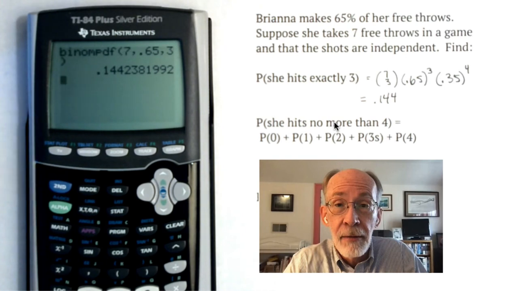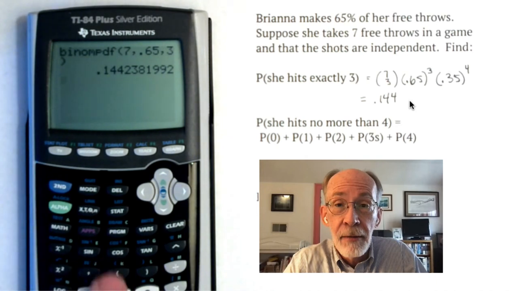What if we have a slightly more involved question? What is the probability she hits no more than 4? Which would mean she hits none, or she hits 1, or 2, or 3, or 4. Well, we could calculate each of these 5 probabilities separately, but there is an easier way. And that's where the binomial CDF, or cumulative distribution function, comes in. You don't need to know that term either.